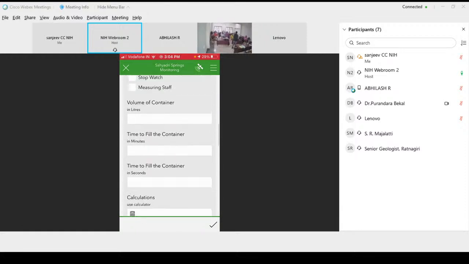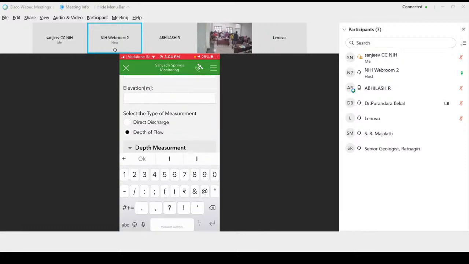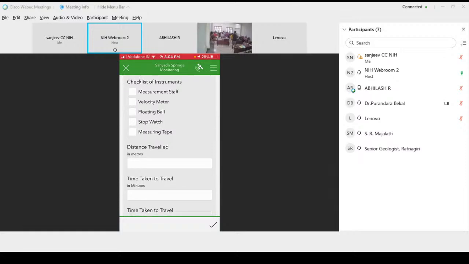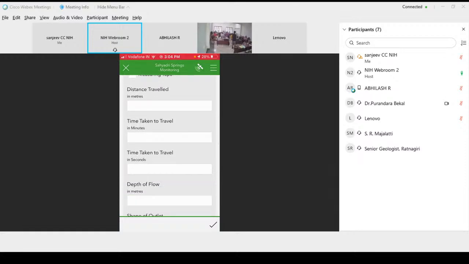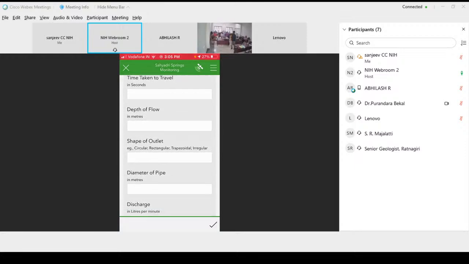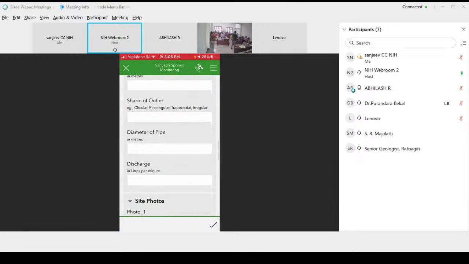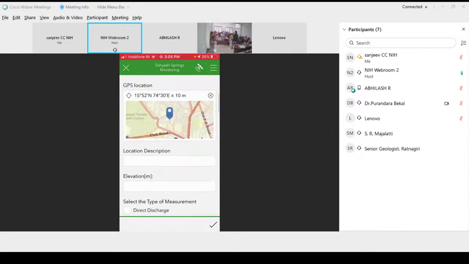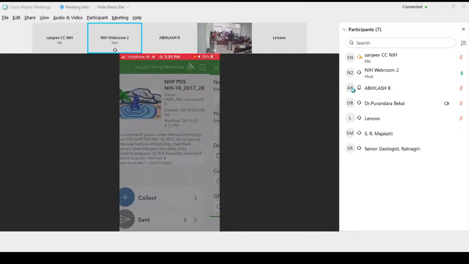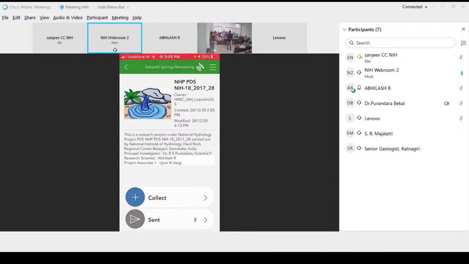The other option was the depth of flow. Once the depth of flow comes, they need the velocity, stopwatch, measurement tape, and so on. Once they get the shape, in certain cases we have seen vertical board measurements, so we have also mentioned all the details. Once they measure the discharge, they can upload these details into our system. So we will update all the spring database; we have also created a spring information system as a database for use by the government departments.